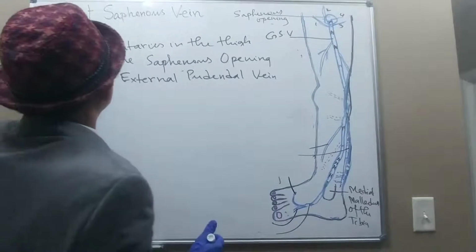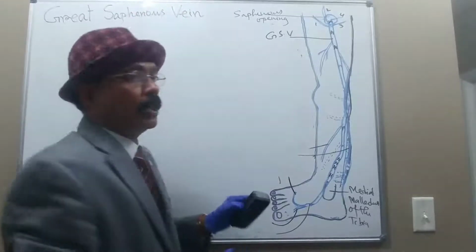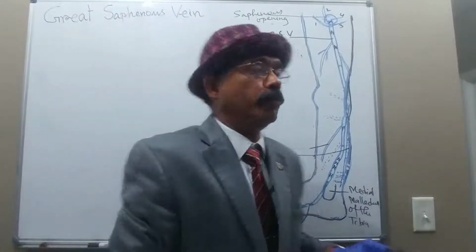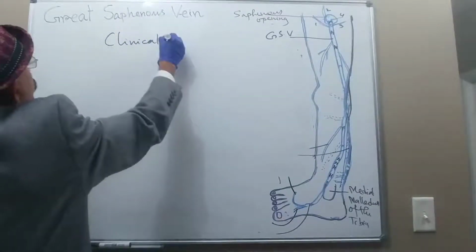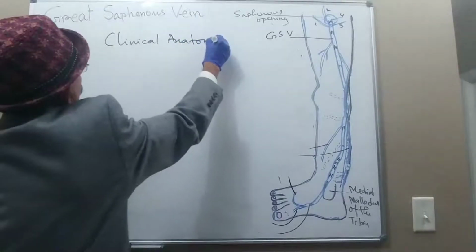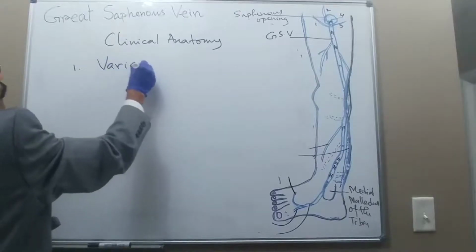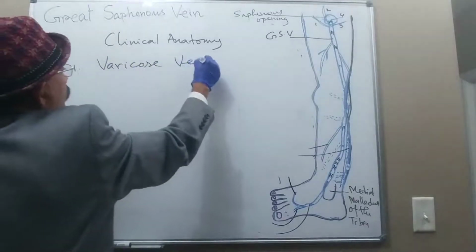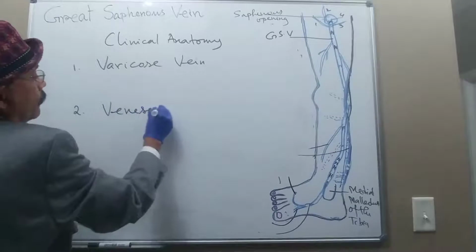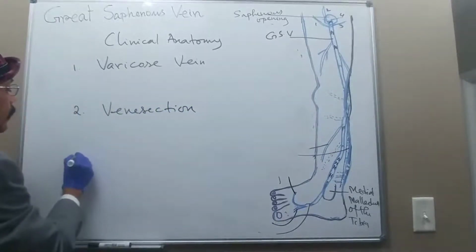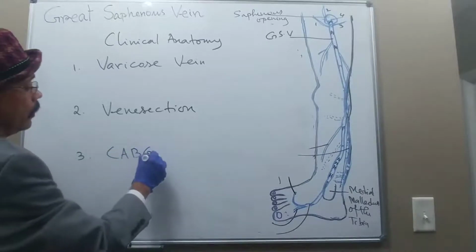We got the tributaries, formation, course of the great saphenous vein. So now we learn the clinical anatomy. This is very important to us. First of all, we give emphasis on the varicose vein. Then we have to go to the venesection and discuss the grafting, coronary artery bypass grafting.